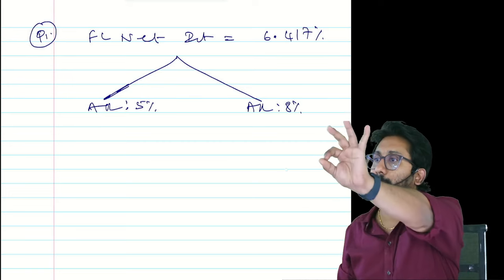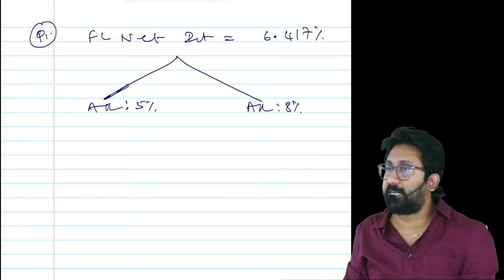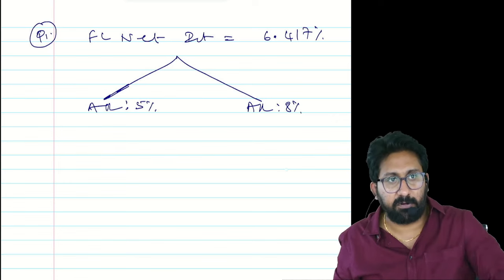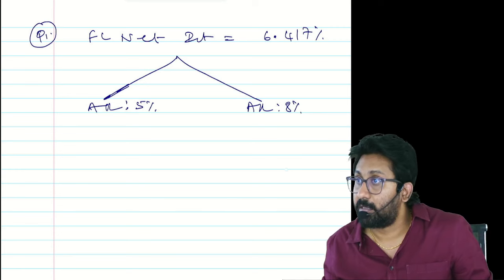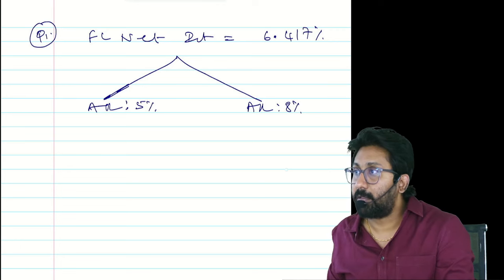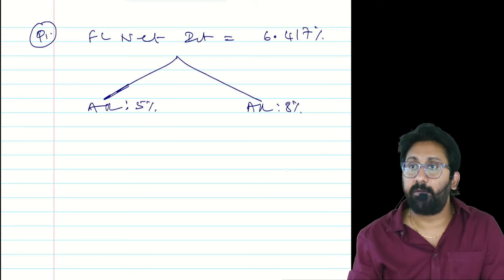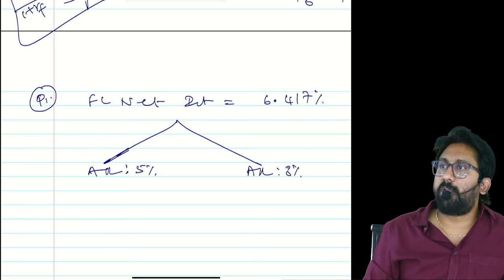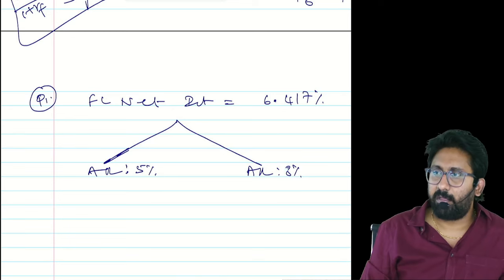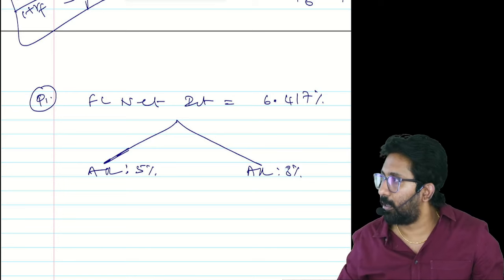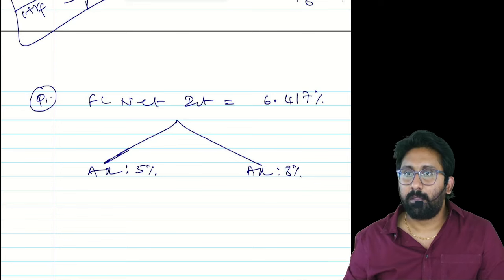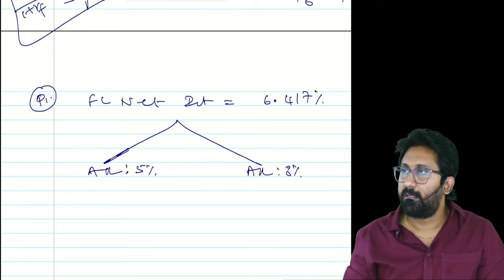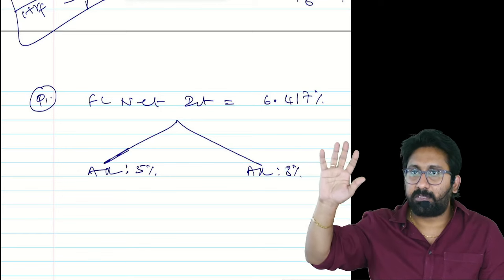5%. Now tell me, I will borrow at 5%, 6.417%. Answer. I will borrow at 5%, 6.417%, after 2 months. Then why did you enter into the forward agreement? Start again. In this chapter, are we really borrowing or not borrowing? Really borrowing? Not borrowing. After 2 months, are we really borrowing or not borrowing? How many crores? 5 crores.